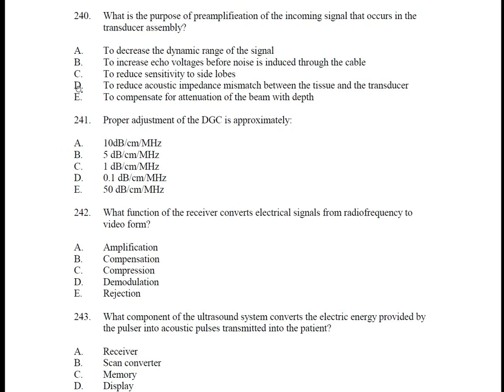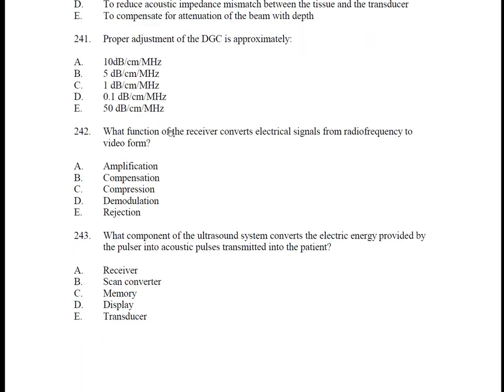If you look at problem number 241, it's not a pattern that comes up often. Just take note of the content for your reference. It can be referred to as depth gain compensation or DGC. The value that is adjusted here is the answer for option C. So just remember that it is adjusted in units of decibels per centimeter per megahertz.